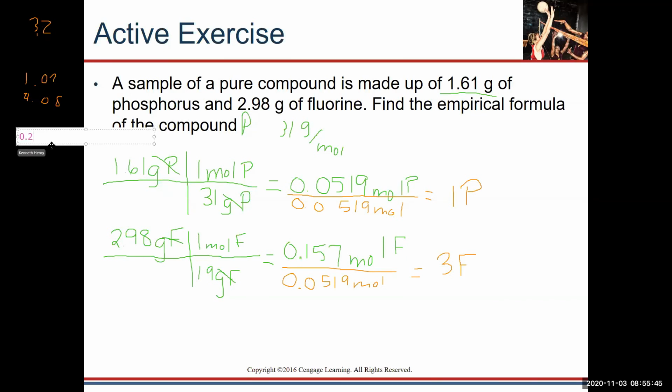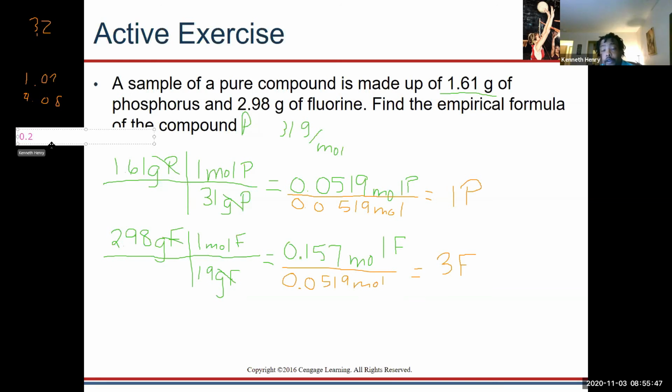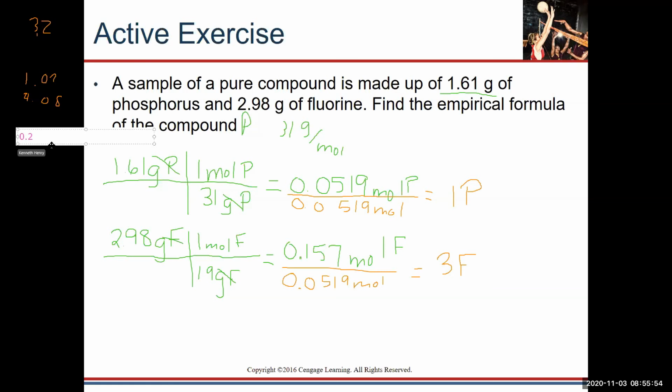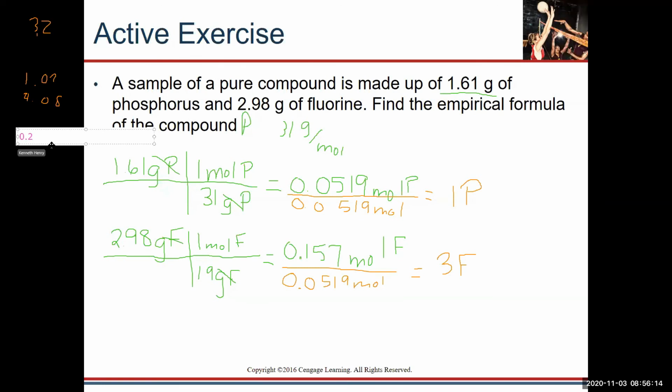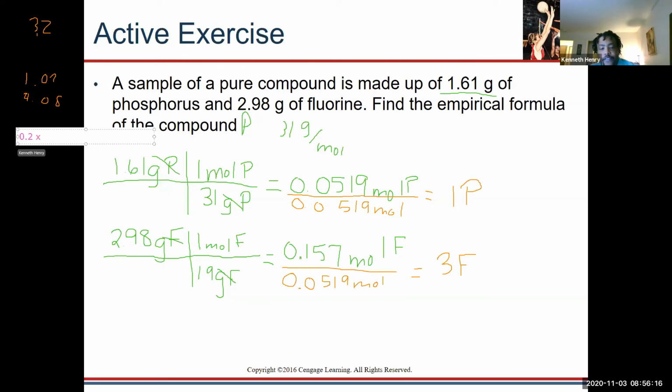100. 100 would definitely make it a whole number, but we want the smallest number that we can multiply it by. The smallest number that I can multiply 0.2 by to make it a whole number. If I had 20 cents, how many 20 cents would I need to make $1? 5. So I multiply this by 5.